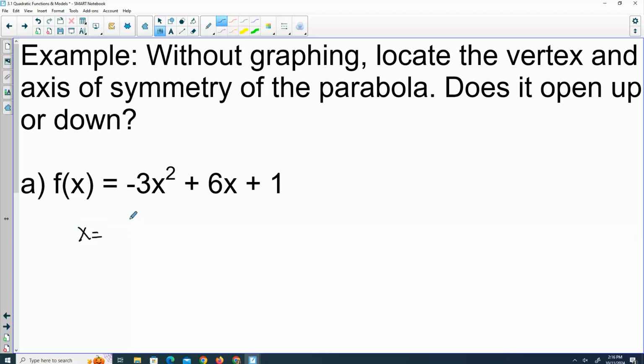What is my b value? 6. So I have the opposite of 6 over 2 times negative 3. So negative 6 divided by negative 6 is 1. Is that my vertex? No, vertex is an ordered pair. So how do we get the y value?